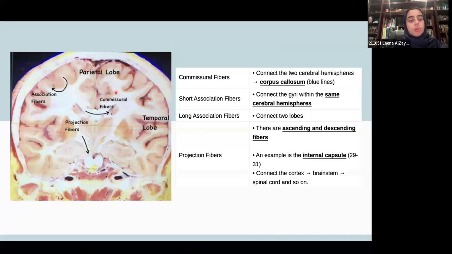Okay, now we're going to talk about the types of fiber. Just a basic reminder, we said commissural fibers connect both lobes. An example would be the corpus callosum. We're going from the right to the left or left to the right. And then we have short association fibers, from one gyrus tied to another next to it, separated by a sulcus. And then we have long association fibers, which go from, for example, here all the way to here. That would be a long association fiber. And then we have projection fibers, which are all the tracts we learned. So things that are going up from the spinal cord to the brain, and vice versa.